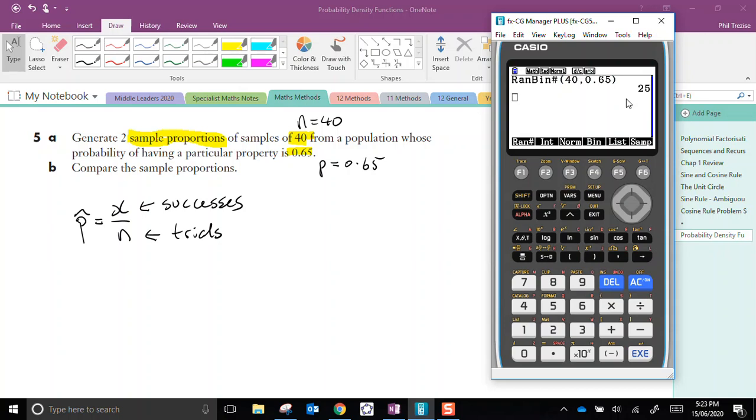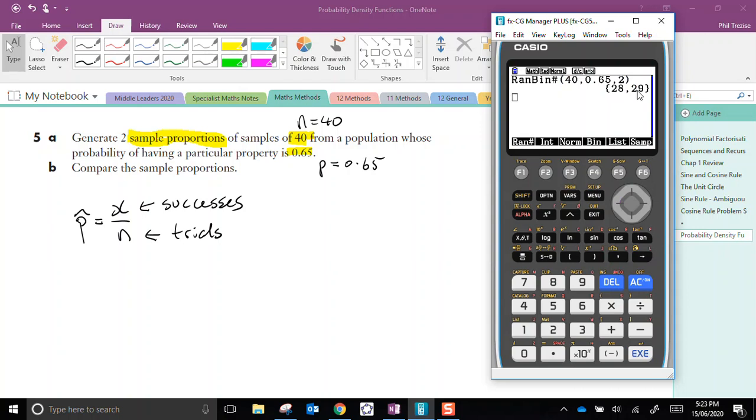that's not quite what we're talking about. That's giving me 25 successes on that attempt. But I need a sample proportion, don't I? I need two of these sample proportions. I don't just want one of them. So I'll come back here, I'll put a comma, and I'll put 2.